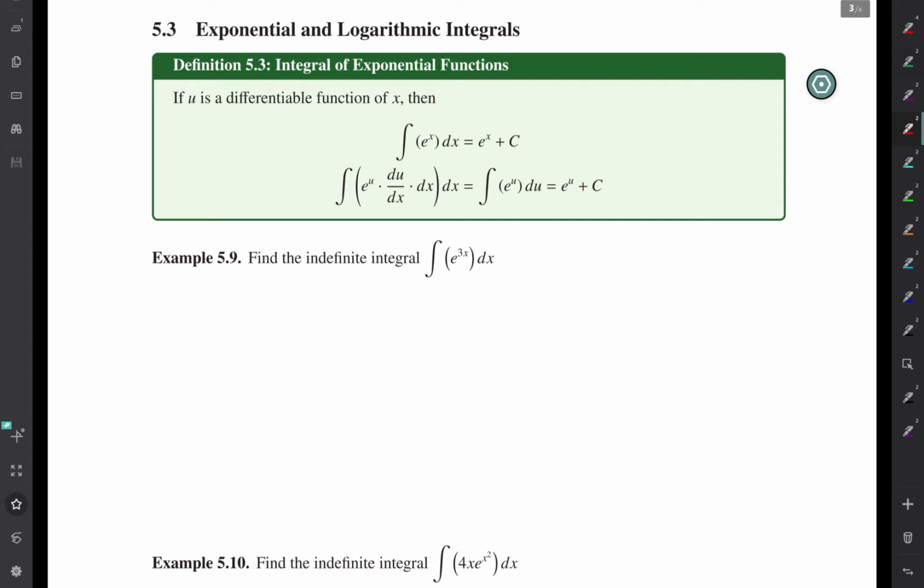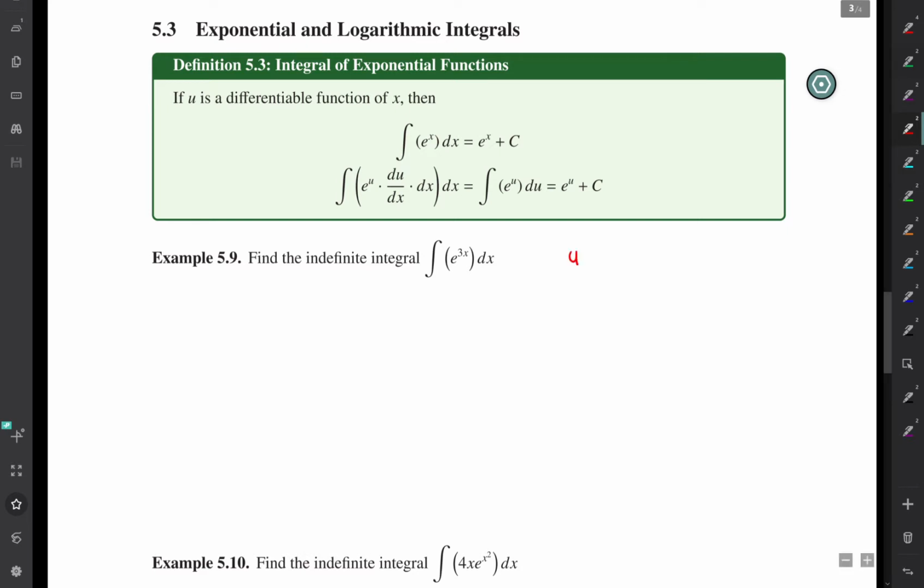And then if you have a function u in terms of x, then you need to apply a u-substitution, and you should get something like e to the u plus c. So let's see this in action in example 5.9.